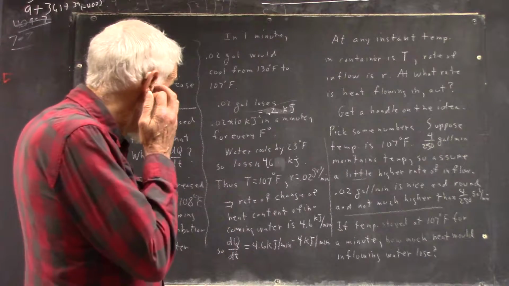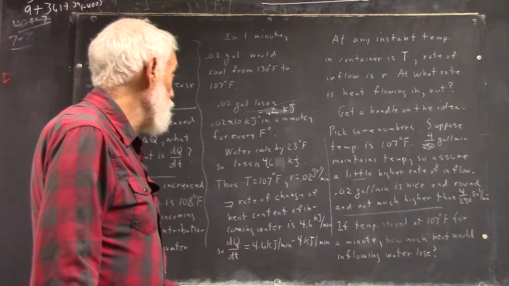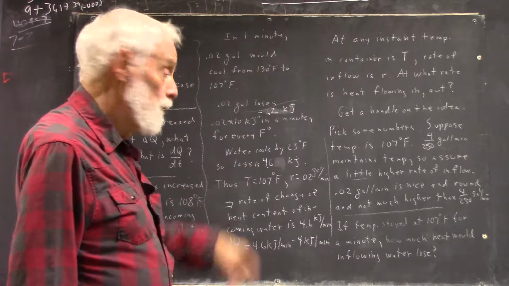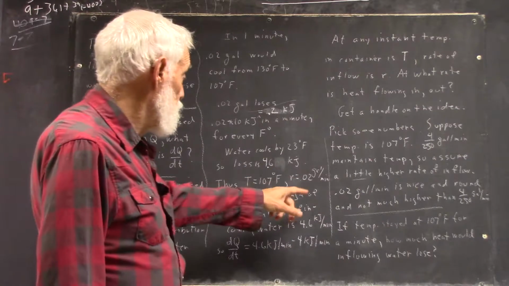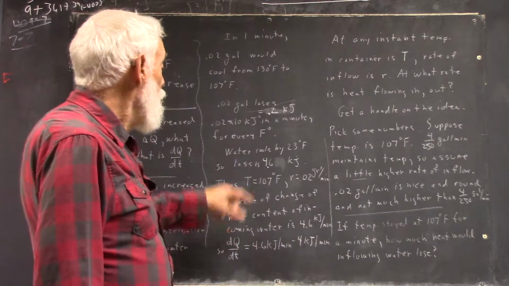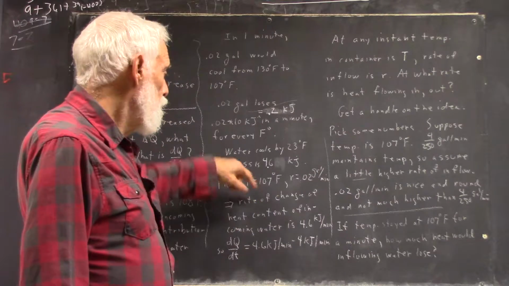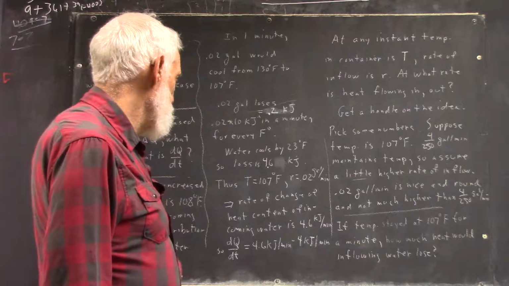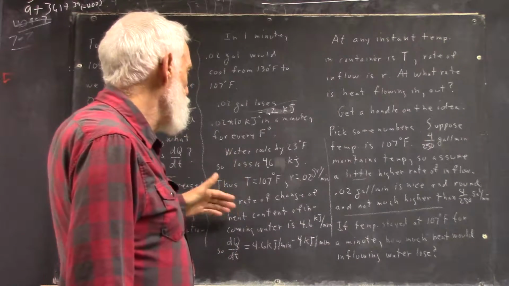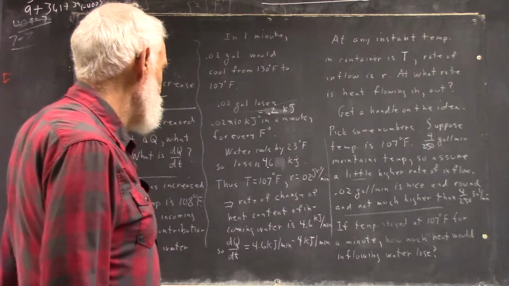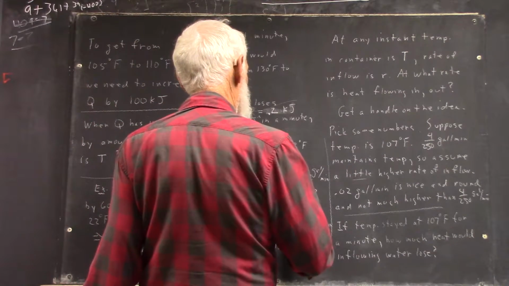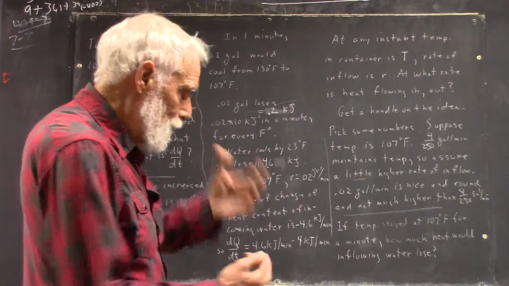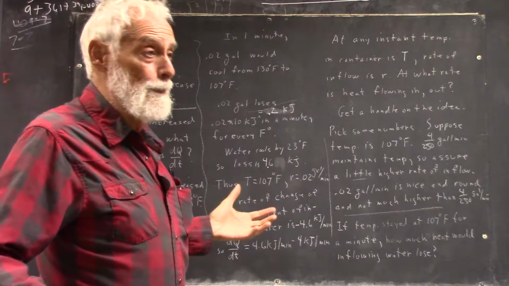And the water cools by 23 Fahrenheit, so you multiply this by 23, and you find it loses 4.6 kilojoules. So when the temperature is 107, you get a rate of change of the heat content of 4.6 kilojoules per minute. Rate of change of the heat content of the incoming water. And I should say that's negative 4.6 kilojoules per minute, because the incoming water is losing, but the mixture in the container is gaining that.